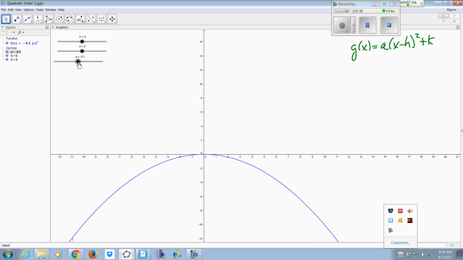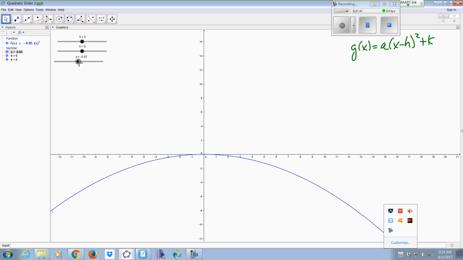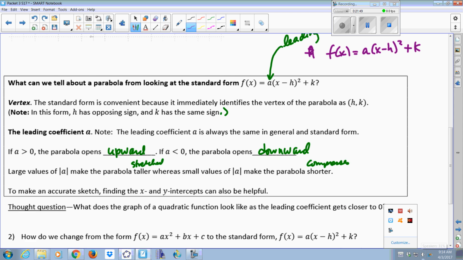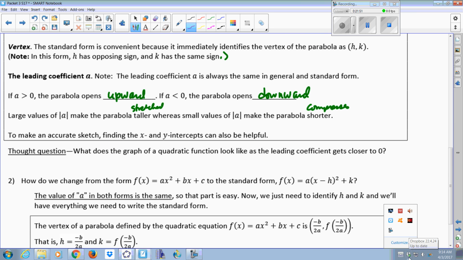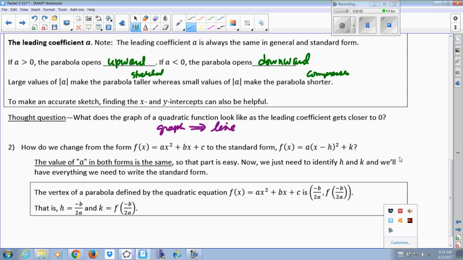So as you're close to zero, you get very close to being a straight line. We know that if A is zero, we don't have a parabola anymore. We have a linear function. So as we get closer and closer to zero, the graph gets closer and closer to becoming a line. That's just one of those conceptual thought questions.